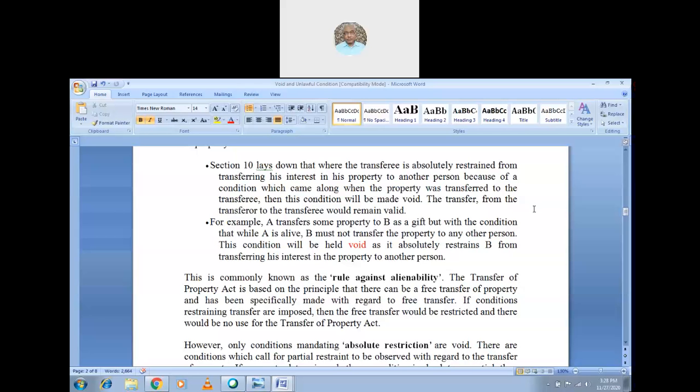It means that the gift which is given to B, you are not supposed to alienate to somebody else or transfer to somebody else. This condition will be held void, as it completely restrains B from transferring his interest in the property to another person. Suppose your father has given the car to you. Okay, you take the car, but he keeps the key with him. Does it mean that he has given the car to you?